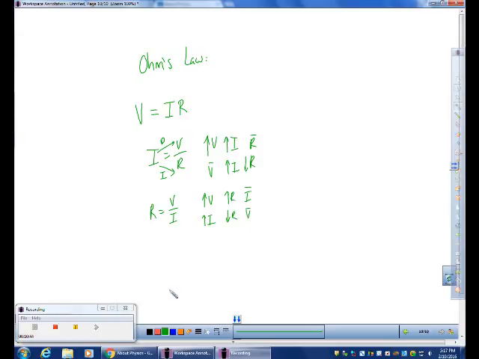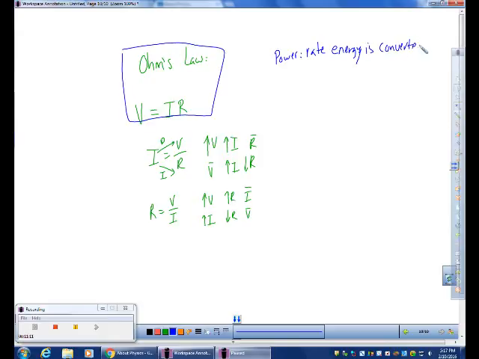The final two equations that we would use a lot when talking about electricity relate it to power as well as energy. So power, as we've already seen in previous units, is the rate at which we convert energy. Because it's a rate, automatically we should recognize that the equation is going to involve time. So power can be viewed in two ways.